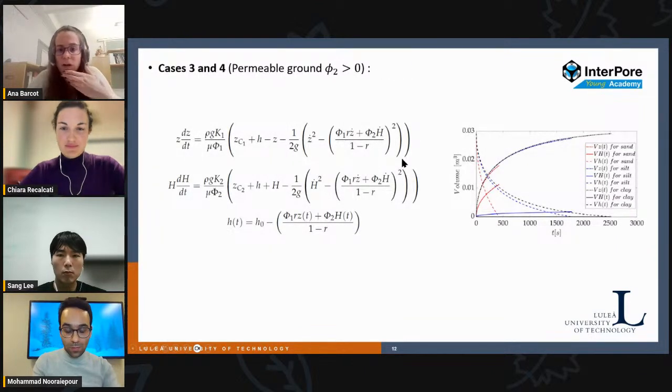For cases 3 and 4, we include the soil. And here is the modeling. And of course, it becomes much more complicated.